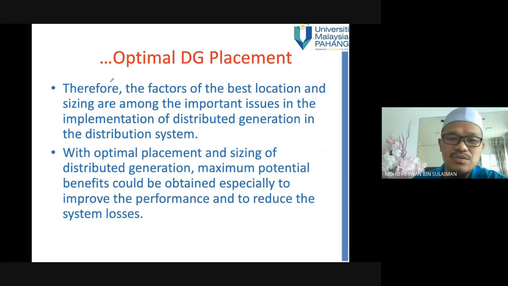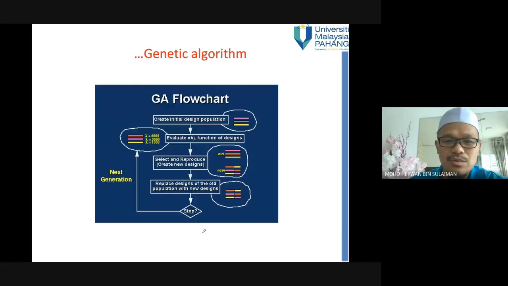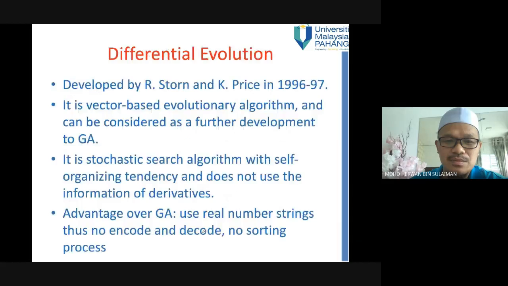Okay, therefore the factors of best location and sizing are among the important issues in the implementation of distributed generation in distribution system. With optimal placement and sizing of distributed generation, maximum potential benefits could be obtained, especially to improve the performance. Normally we want to reduce the system loss. Once your loss is minimized, normally our voltage profile also can be improved. I think this has been discussed previously.